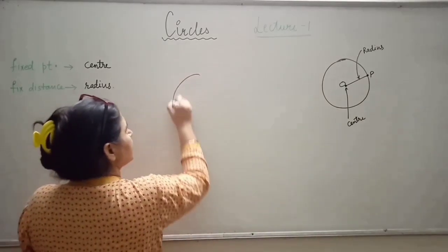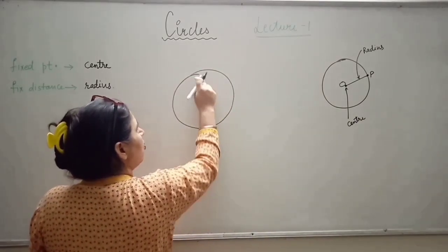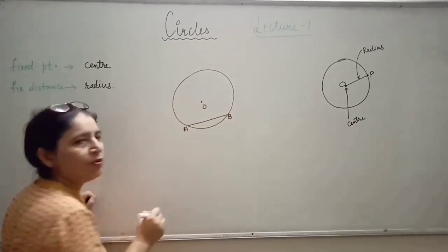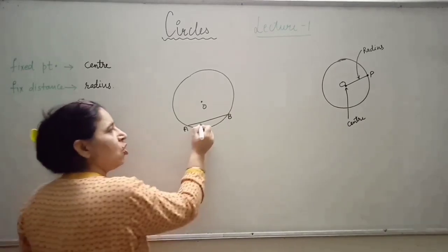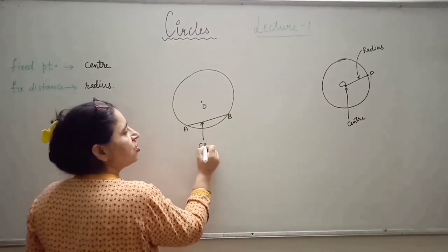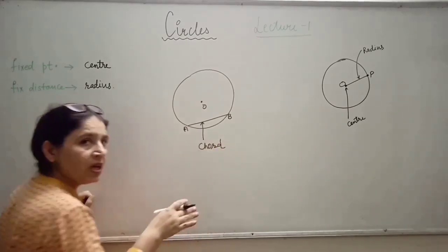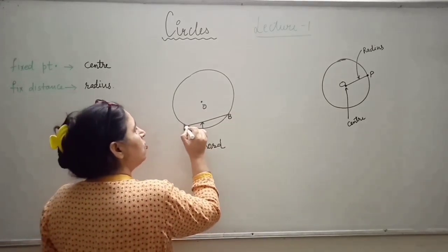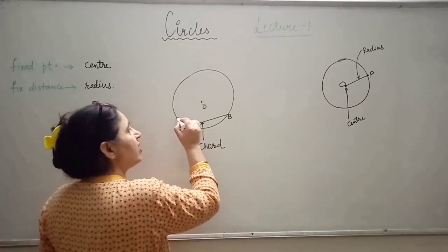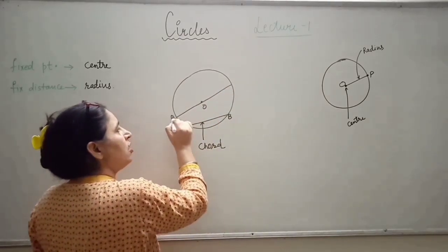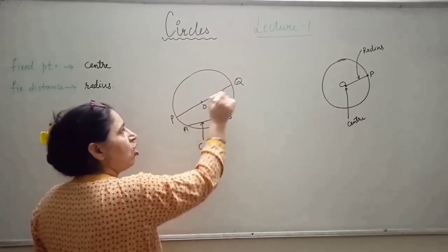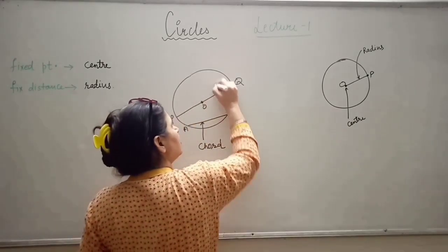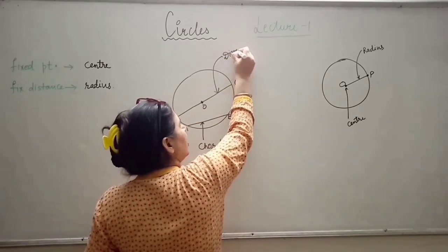Now suppose this is the circle with center O, and what is this line called which joins any two points on the boundary of the circle? Yes, absolutely right. This is your chord. You have already studied all this in your 9th class. This is a chord, and you know there are infinite chords. And what is this? This is also a chord, but this is the longest chord. The chord which passes through the center is the longest chord. And this is called the diameter of the circle.